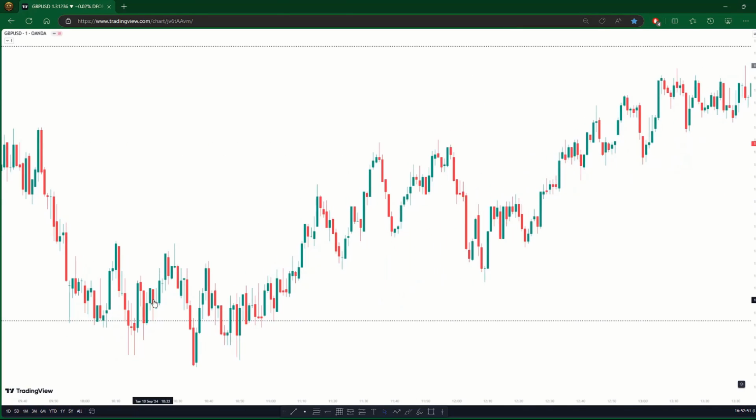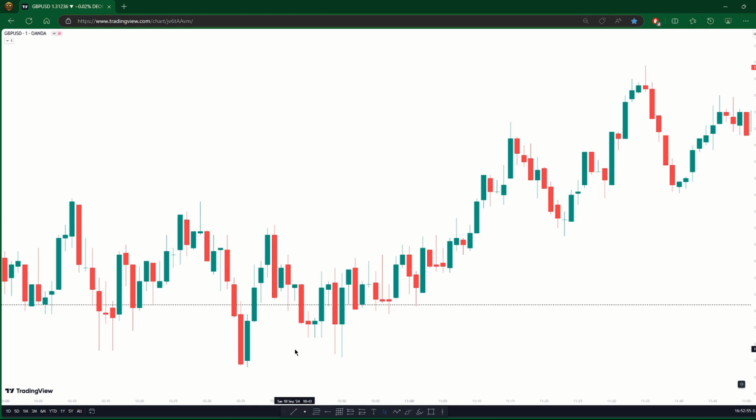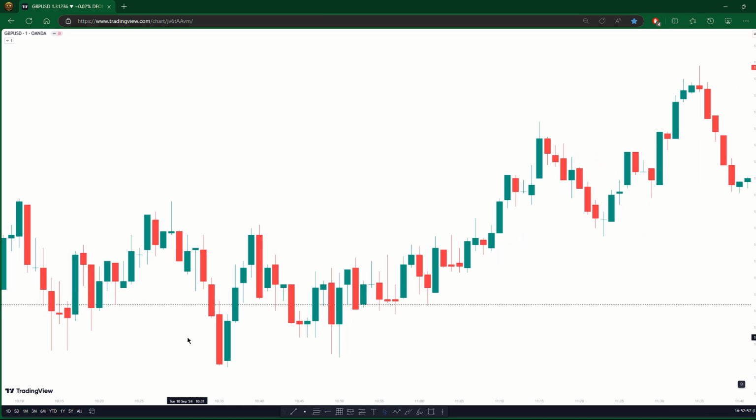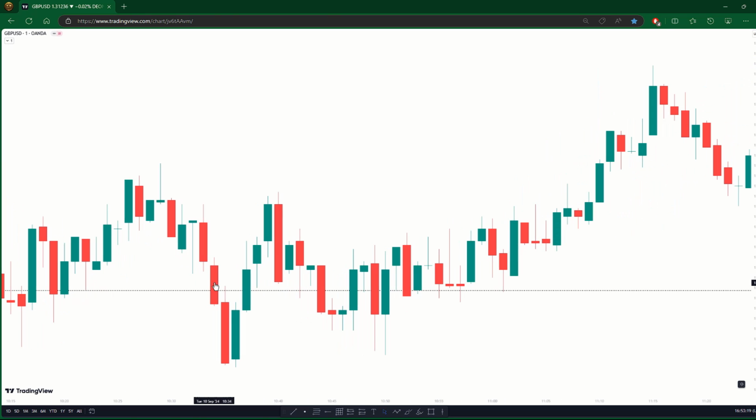Okay, so after the low has been taken out here, you can see here there was no market structure shift or a balanced price range or anything. There was no inverse fair value gap. There was nothing here. Okay, so you still need to wait for this low to be taken out.